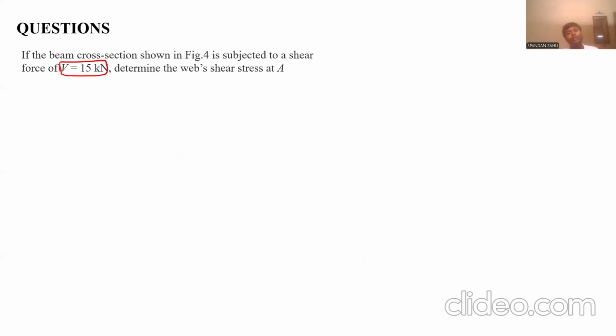Okay. So how to do that? To calculate the shear stress tau, we know the formula is V A y bar upon I b. Okay. Is this okay?